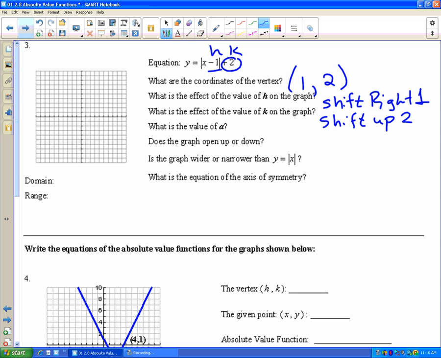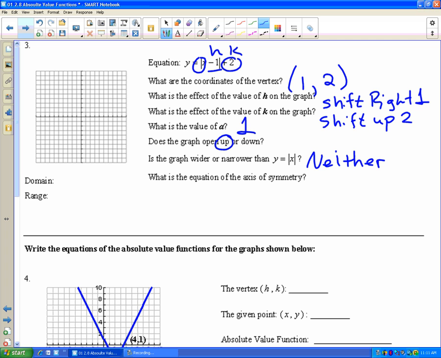What is the value of a? A is 1/2. Does it open up? That is not 1/2. That was the last problem. A is the number that's in between the equals and the absolute value sign. There's nothing there, but there's a hidden 1. So the value of a is 1. Since that's positive, it's going to open up. Is the graph wider or narrower than y equals the absolute value of x? It's neither. It's going to be the same width as y equals the absolute value of x.